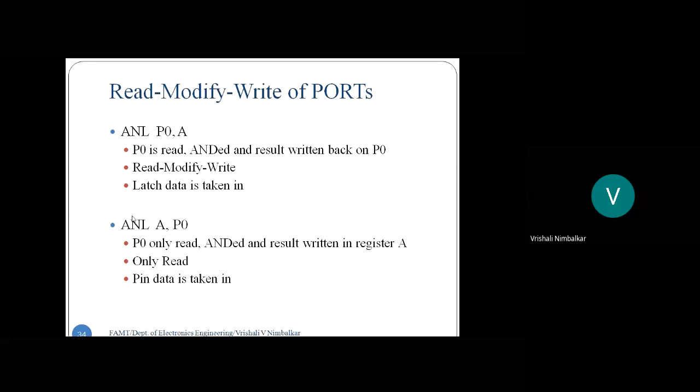And say second example, ANL A comma P0. It means data is taken from port 0, ANDed with accumulator, and the result is stored back in accumulator. Again I repeat, ANL A comma P0: data is read from port 0, ANDed with accumulator, stored back in accumulator. So what do we do with the port? Port data is only read, is ANDed, and the result is stored back in accumulator. So what operation did we perform with port 0? Only the read operation. Now the data is taken from the pin.